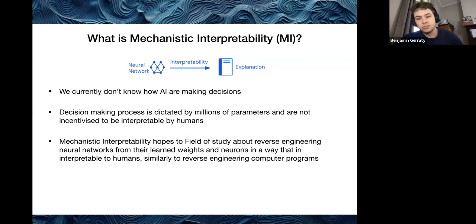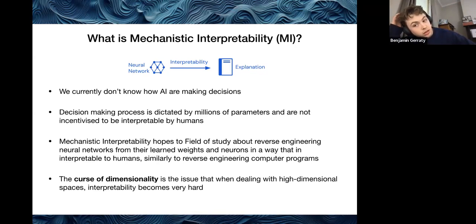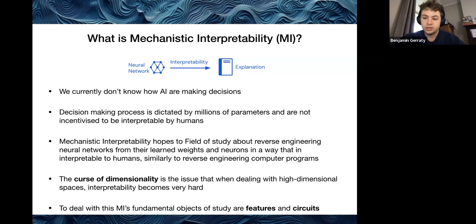Mechanistic interpretability is quite a small and new field of people looking at these models and the weights and neurons, trying to reverse engineer what's going on, similar to reverse engineering computer programs. Something a lot of Mech Interp people mention is the curse of dimensionality, which is the issue that these models are very, very high dimensional. I think GPT-3 has 175 billion parameters, and GPT-4 is probably a lot more than that. When you deal with these high dimensional spaces, understanding anything can be very hard. That is why we are going to look at some toy models today, with much lower dimensional, much more interpretable things.